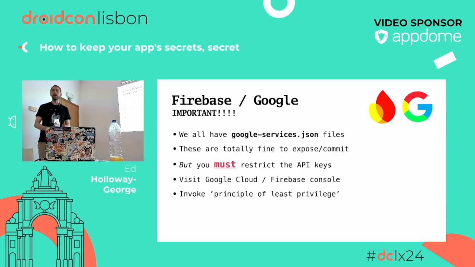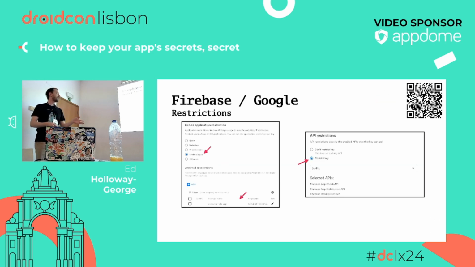I'll show you what that looks like in a second, but you can do that by visiting the Google Cloud and Firebase consoles and making sure you invoke the principle of least privilege. Now, what is the principle of least privilege? It is the concept that the user should only have access to the functionality they actually need, so that you aren't giving additional scope in what you're exposing through an API key. What's really cool about Firebase and Google is that they allow you to restrict the keys.